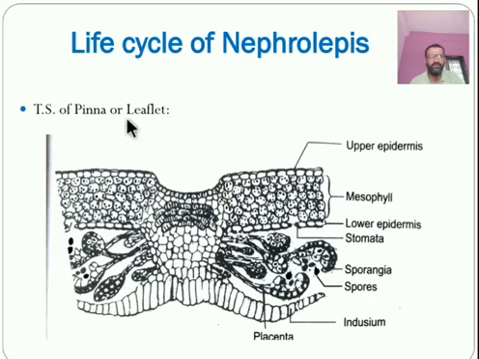Next one, the TS of pinna or leaflet. Pinna is nothing but the leaflet, and when we take the section of this pinna, it looks like this. The TS of the pinna, or leaflet, shows the upper epidermis, mesophyll cells, lower epidermis, and sorus. Okay, this is the structure of the sorus.